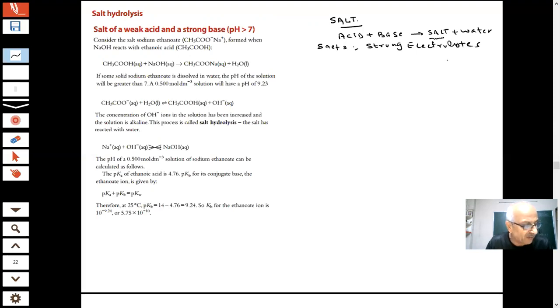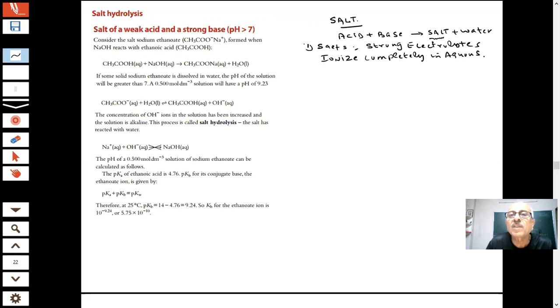What is an electrolyte? Tell me. Electrolytes ionize completely. Okay? In water, what will happen? In aqueous solution, they will completely ionize. So what will happen then? If they are ionized, what will be the result of that, students?